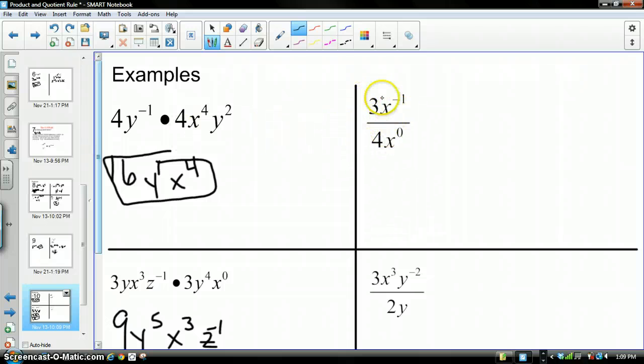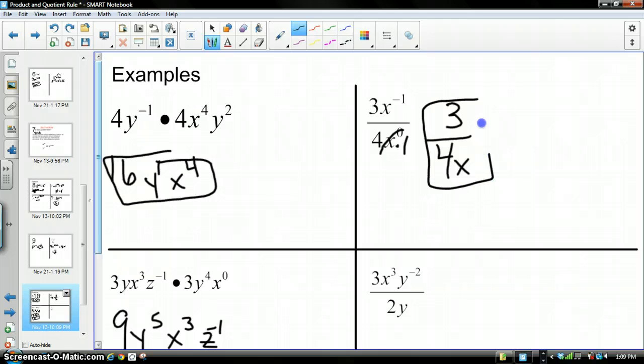Here we see that our coefficients do not simplify at all. 3 over 4 does not simplify, so we can leave 3 over 4 as it is. And we have negative 1 minus 0. Remember, this just becomes 1. So we have 1 times 4, which is 4. So then we have our negative exponent in the top, which means we just need to take it to the bottom. So we get a final answer of 3 over 4x.